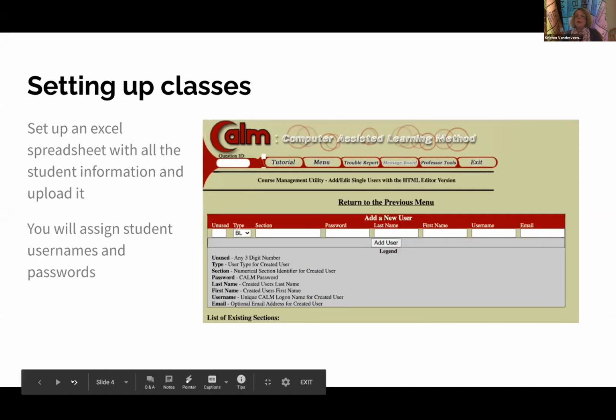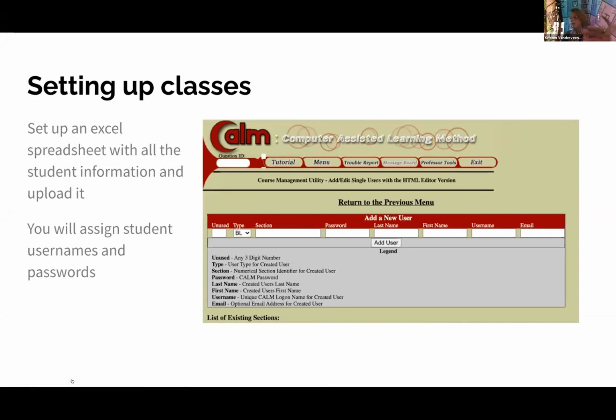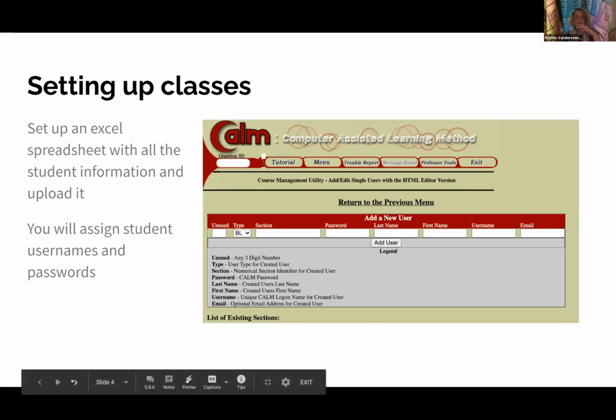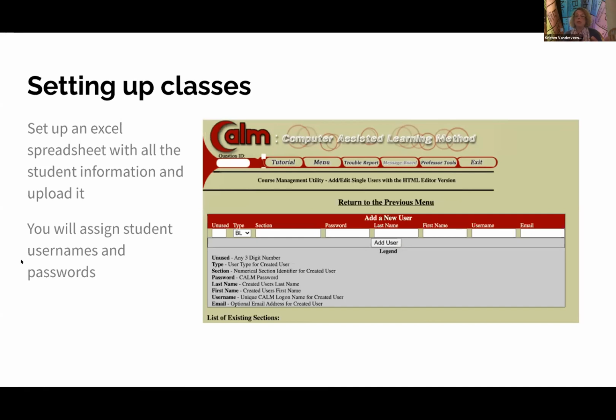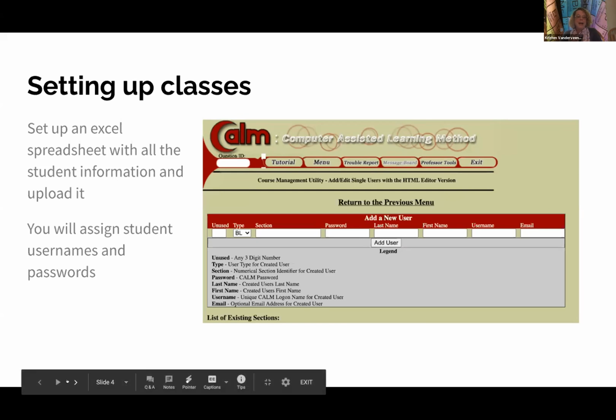And then you do have to upload, you yourself have to put all the students into this. The students don't sign themselves up. So you have to set up a spreadsheet. I usually just do Excel and upload it where it's got all the information for all of these blocks. And you give them a username and a password, and put in their information. It doesn't take very long. I use a random number generator to help me come up with passwords. And that goes pretty smoothly.